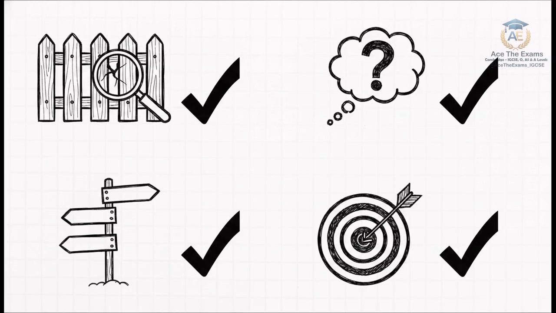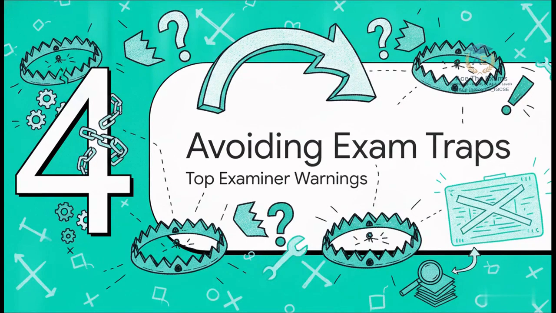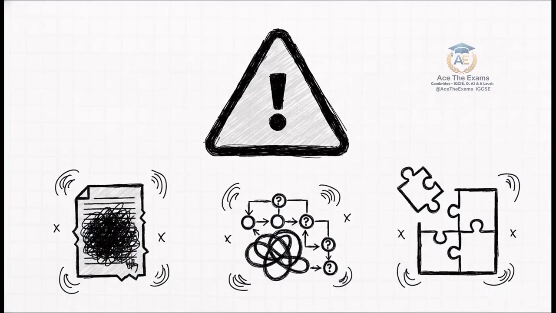Pushing your brain through this 4-step evaluation ensures your analytical depth completely obliterates the superficial, surface-level observations that most candidates write down. Section 4. Avoiding exam traps. Let's reverse engineer the absolute most common mistakes straight from the examiner reports so you never make them. Pay very close attention to these top 3 warnings.